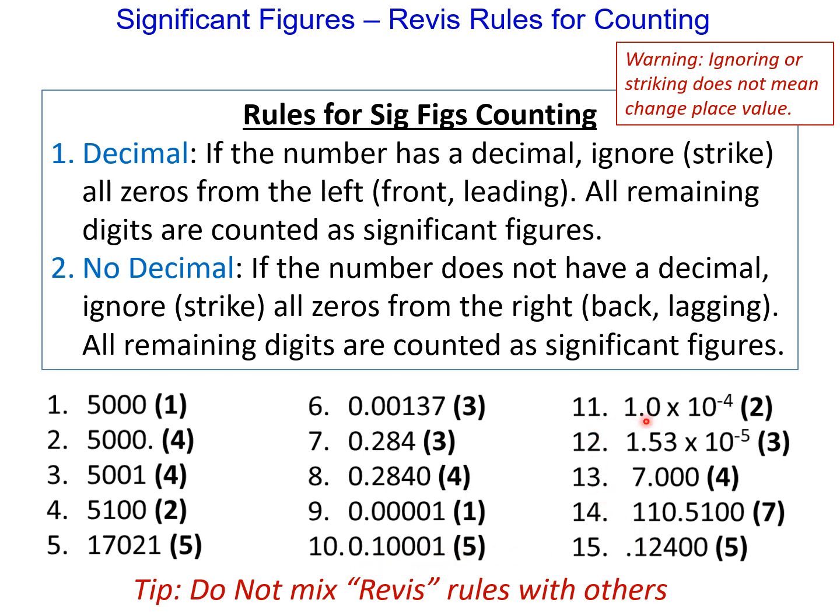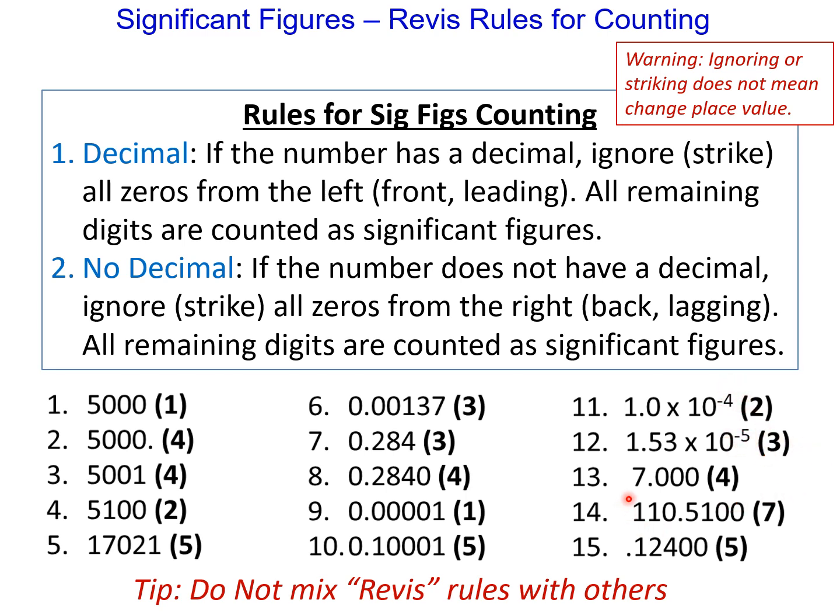It's important to note that when we write scientific notation, we always write all the sig figs. In this case, there were 2 sig figs, 1.0 for number 11, and number 12, there's 1.53, therefore there's 3 sig figs. We do not look at the exponents for considering sig fig counting. Never look at the exponents.